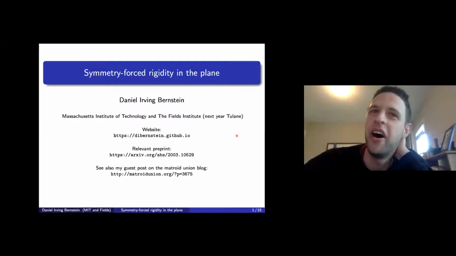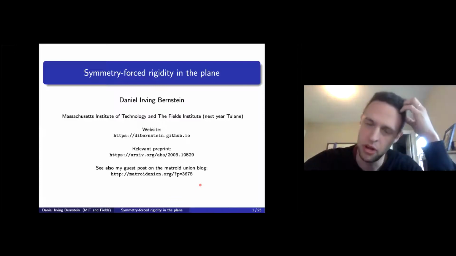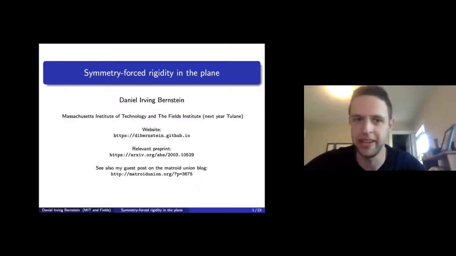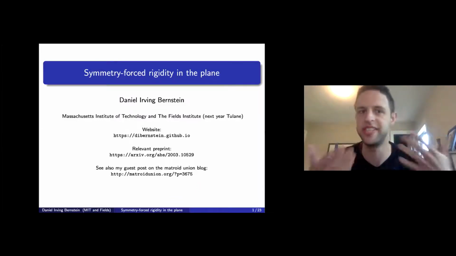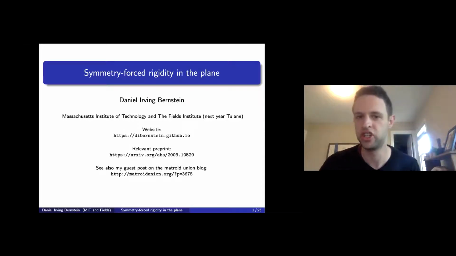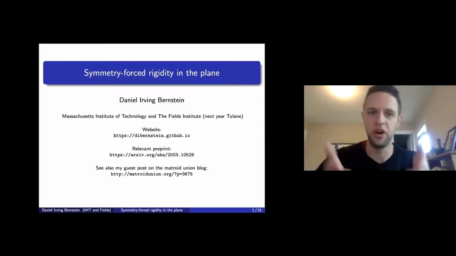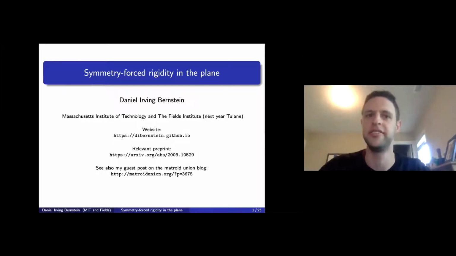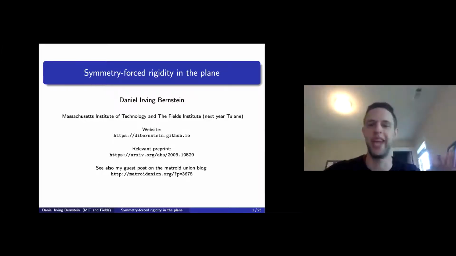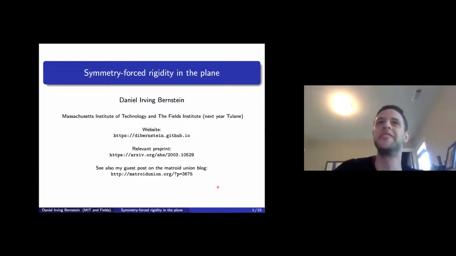And then also, I recently wrote a guest post on the Matroid Union blog that talks about the basics of algebraic matroids in rigidity theory and matrix completion, which, if you find this interesting, will go into some more of the basics around this area. I'm not assuming any background in anything other than matroid theory, so don't worry if you are not familiar with that blog post.